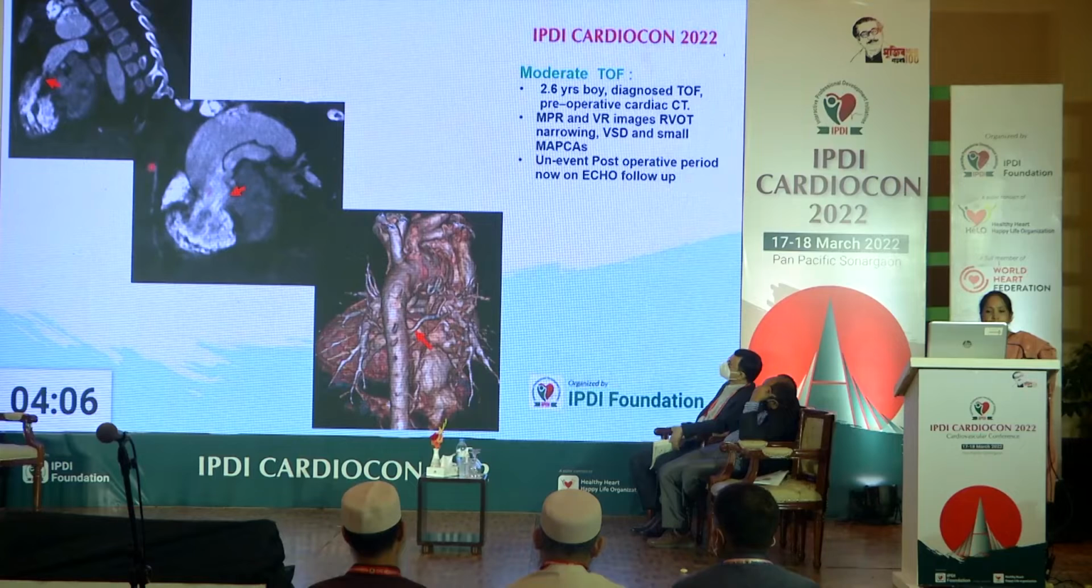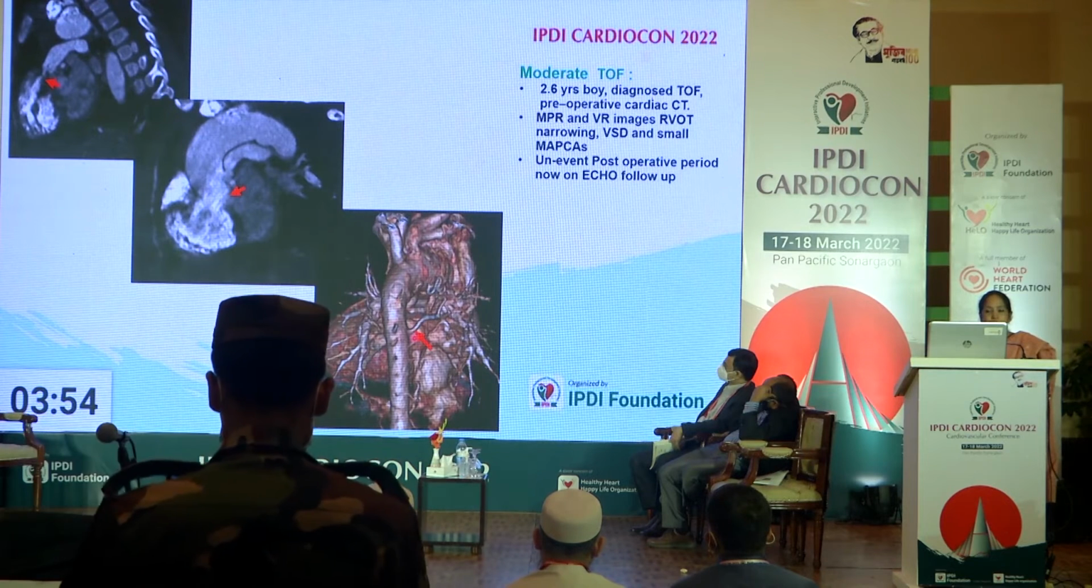This is another case with significant RVOT narrowing and VSD, but there is a small MAPCA to the upper thoracic descending aorta. So for this case, conventional ICR is also enough, with good outcome.